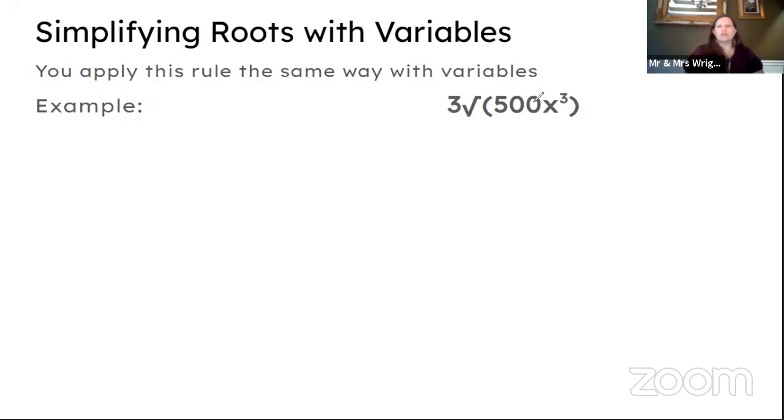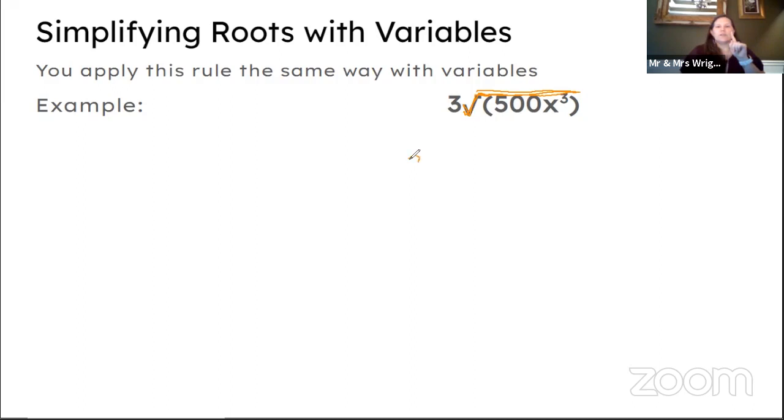We've got 3 square root 500 x to the third. So this is in parentheses because our square root here is written by the computer, and the computer does not extend that square root to show you exactly everything that's in it. So this is square root of 500 times x to the third. Okay, so what we're going to do is break this out into 3 different groups.